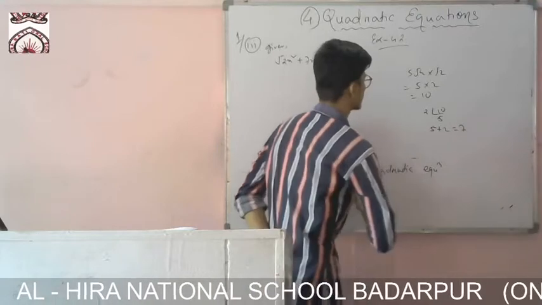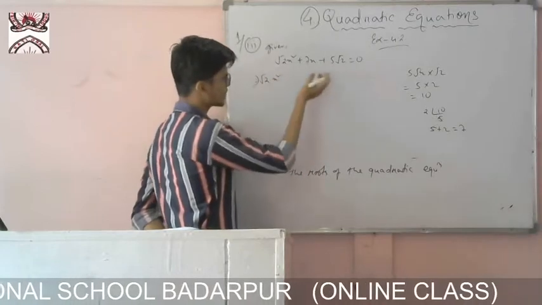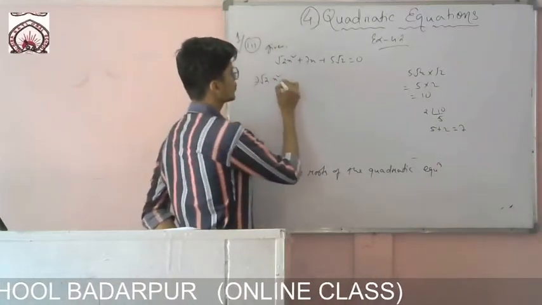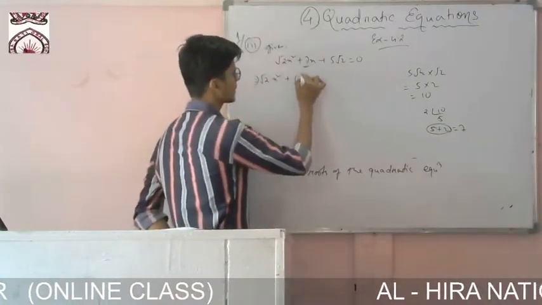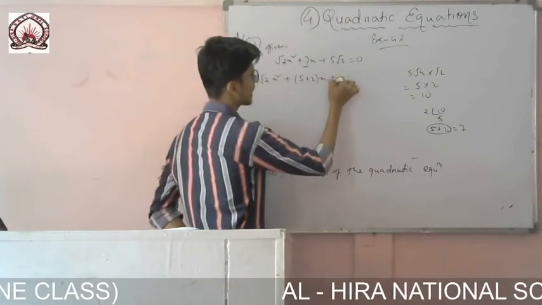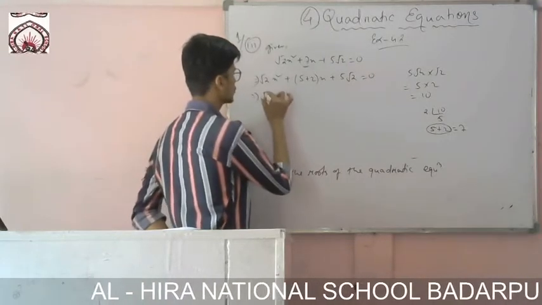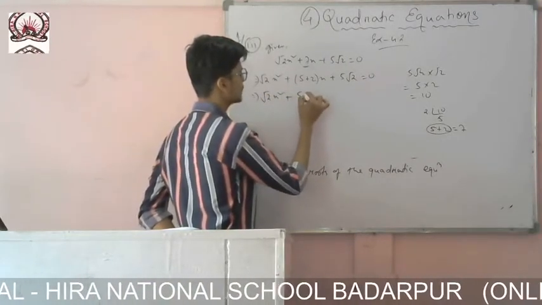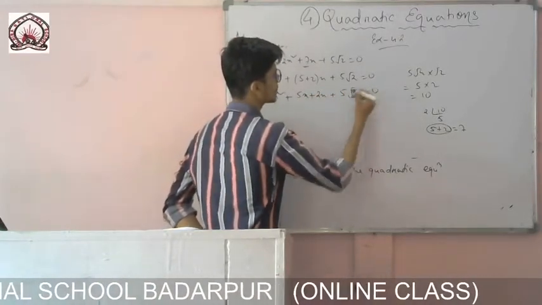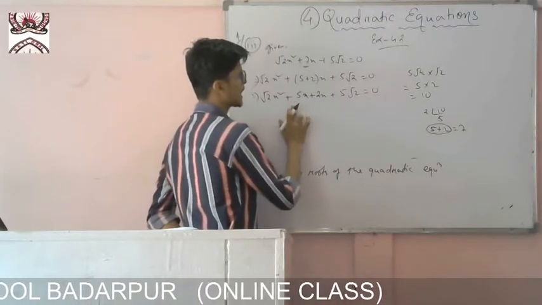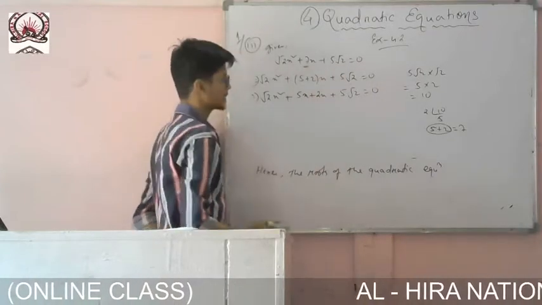So I can write it like this: √2 x², where x² is outside the root, don't put it inside. √2x² plus 7x, I can express it as 5 plus 2, because 5 twos are 10, so 5 plus 2 outside x, plus 5√2 equals 0. So √2x² plus 5x plus 2x plus 5√2 equals 0. Now you can check: plus 5x plus 2x, 5 plus 2 is 7x, and it is matching.